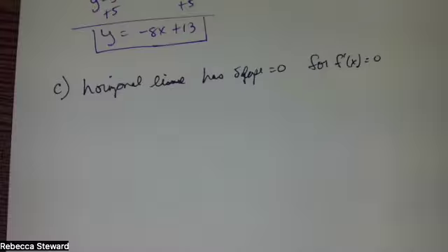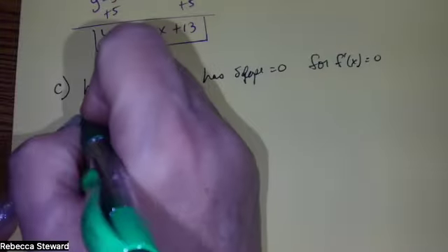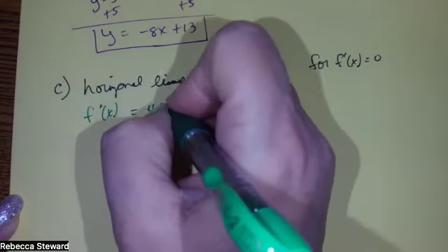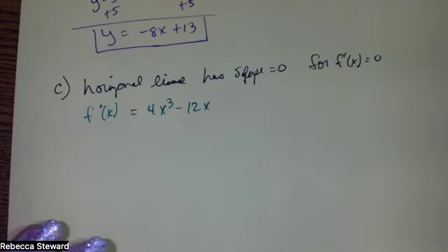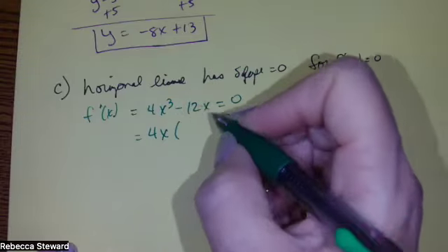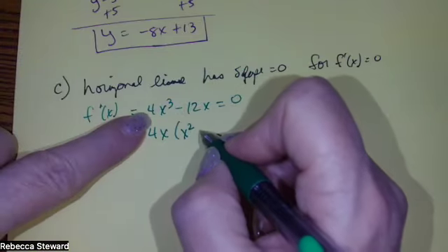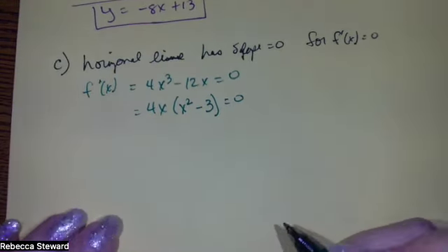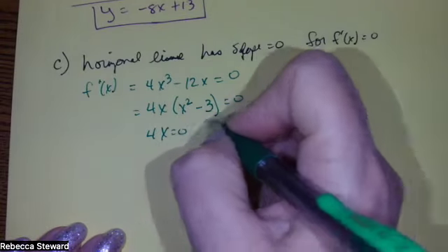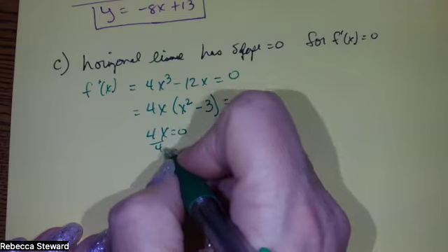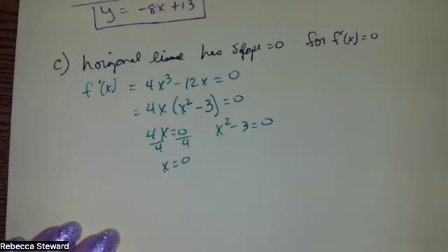So that means we're going to get our derivative. So we'll take our f prime of x, which is 4x cubed minus 12x that we found in part A, and set it equal to 0. Again, let's look at what they have in common. They both have a 4 and an x, so that will leave me with x squared minus 3 equal to 0. And we're going to do the same thing we did before. We're going to take each part and set it equal to 0. Divide by 4, we get x equal to 0.